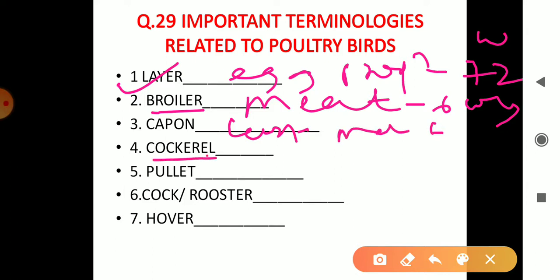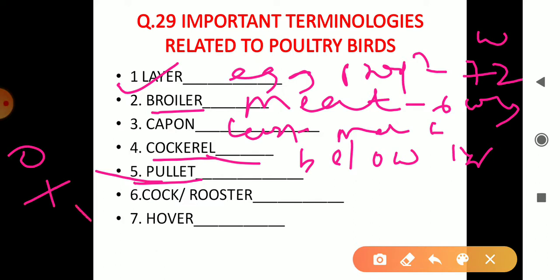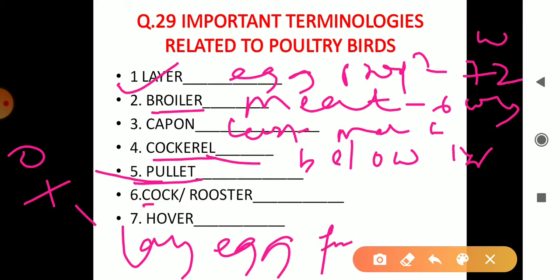What do you mean by cockerel? A cockerel is a bird below 1 year of age. What do you mean by pullet? A pullet is a female bird which lays eggs for the first time. What is the cock? A cock means the adult male fowl, a male bird.